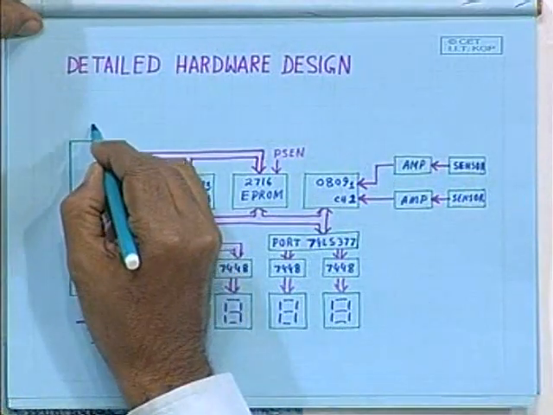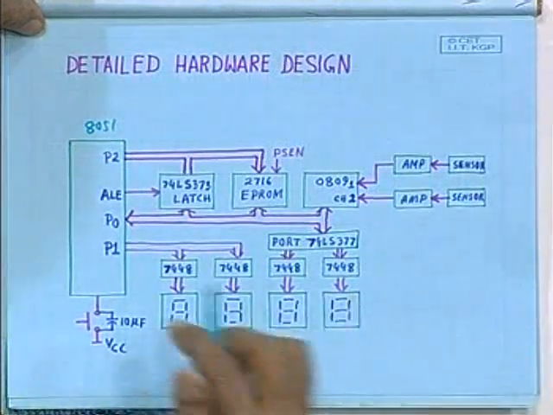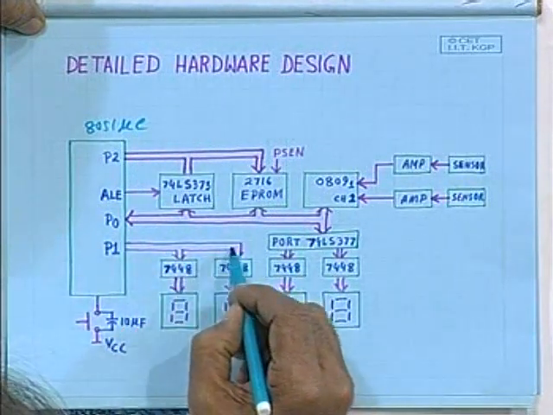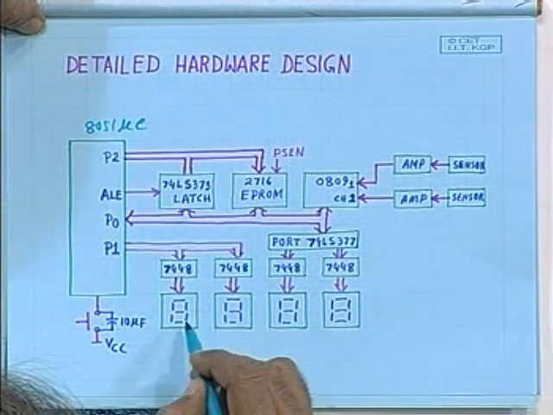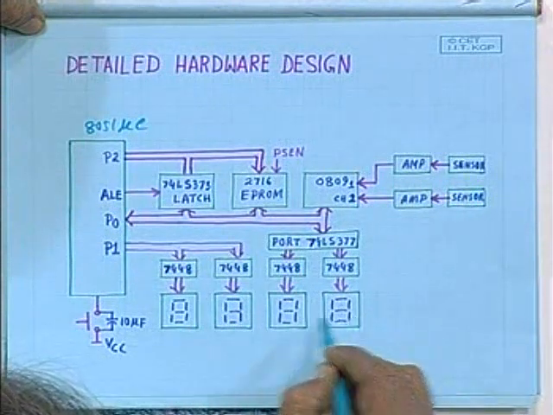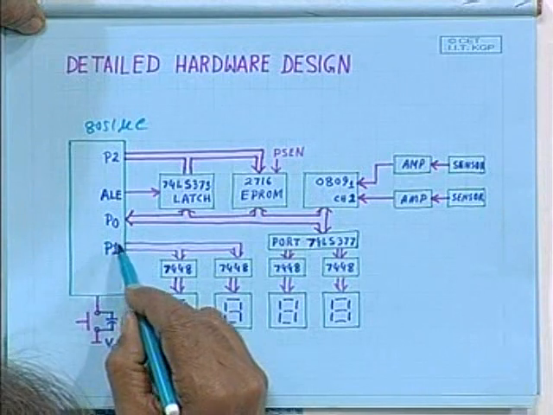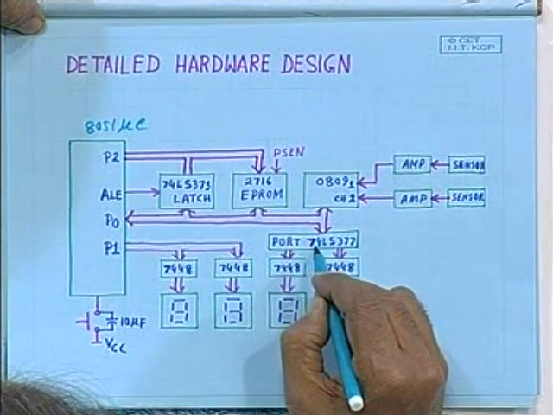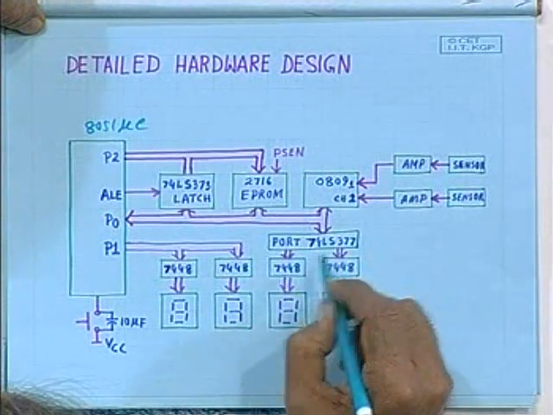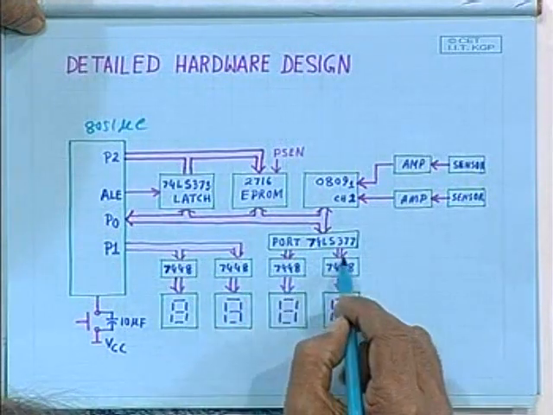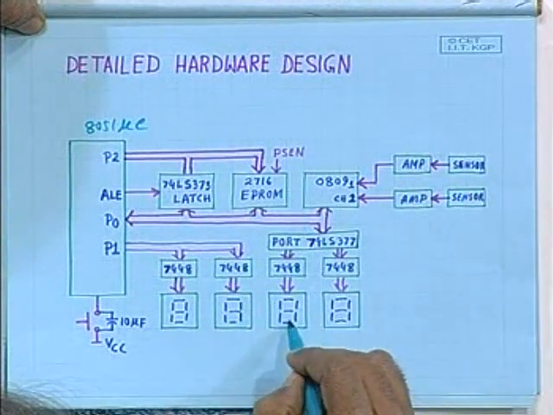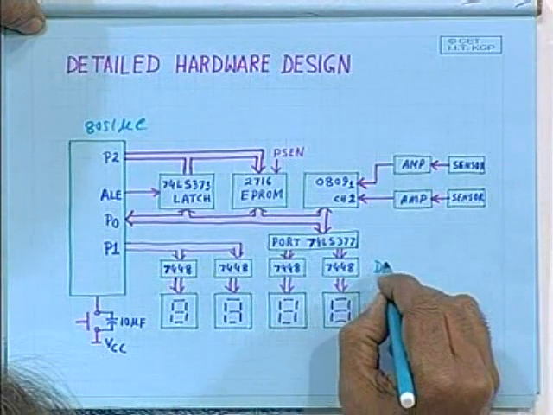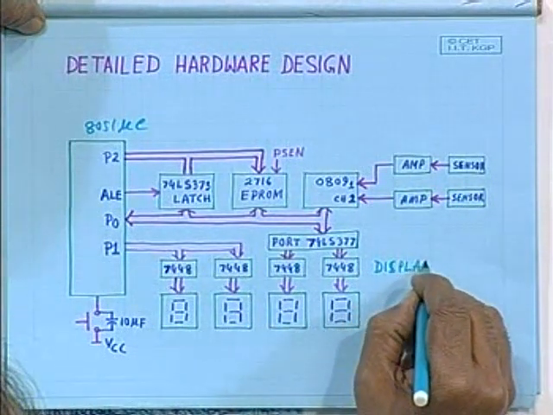Here we are using one 8051 microcontroller using port P1. We are using a 2-digit display. We have to use 4 7-segment LEDs, as you can see. So one port that is available to us, port P1, we shall use to display 2 digits, and another port we shall implement with the help of 74LS377, another 8-bit latch. So with the help of this, 4 plus 4 plus 4 plus 4, 16 lines, we shall be displaying 4 7-segment LEDs, and for that purpose we shall require 7448 display drivers. These are display drivers.